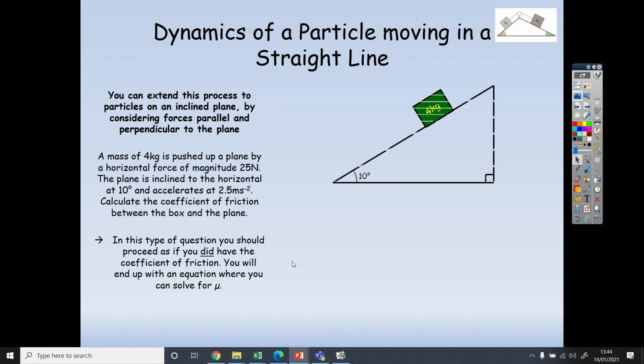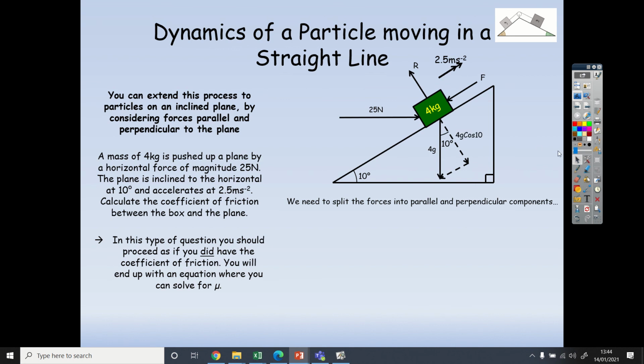So we can do as much as we possibly can without knowing what mu is, and then we're going to end up with an equation that we can solve. Here's our picture: 10 degrees inclined, 4 kilogram box. I can go through this a bit quicker now, hopefully. All the forces go on. Remember, 25 is horizontal. We are accelerating up the plane, so the acceleration points upwards.